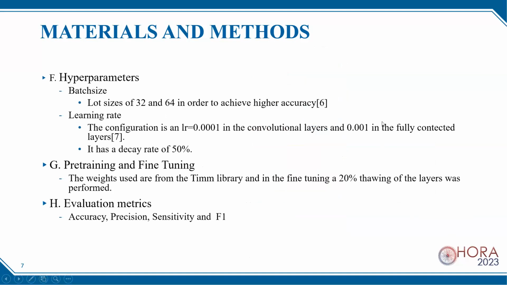In this part, the configuration of hyperparameters, batch sizes of 32 and 64 were used in order to achieve high accuracy. Some articles found that using a smaller batch size, such as 16, 32, and 64, could improve the accuracy percentage compared to a larger batch.